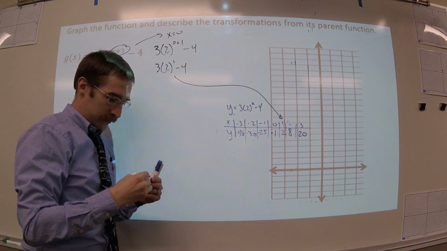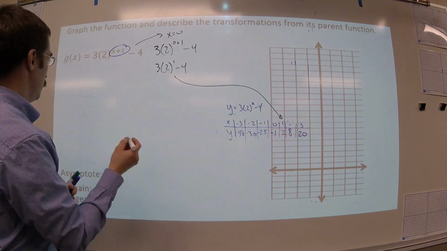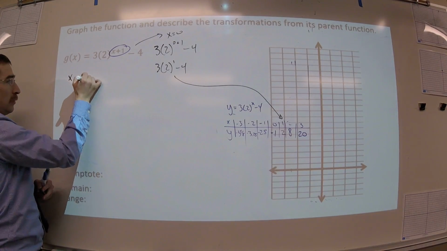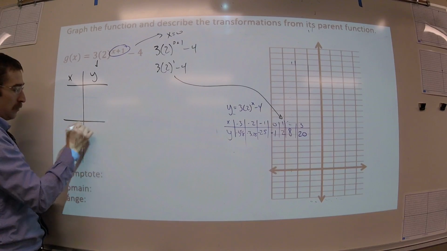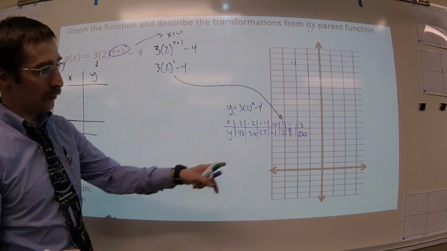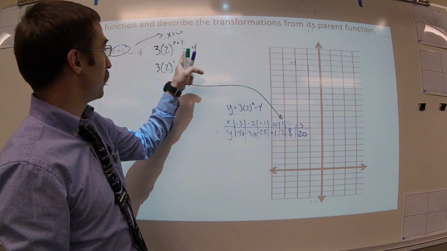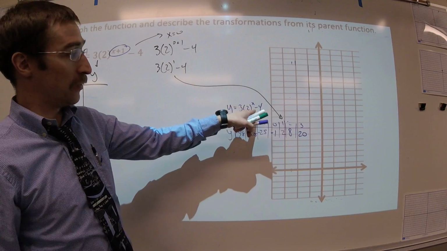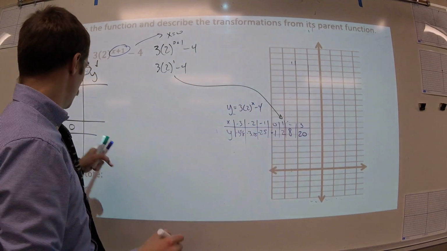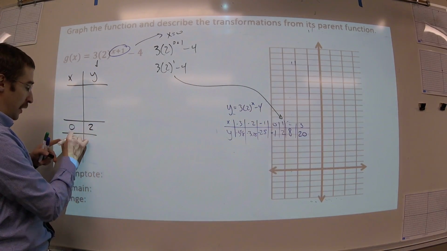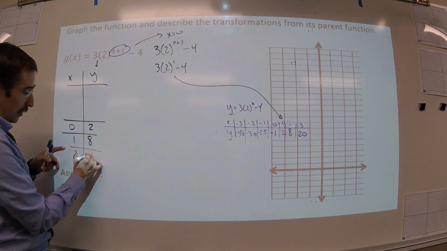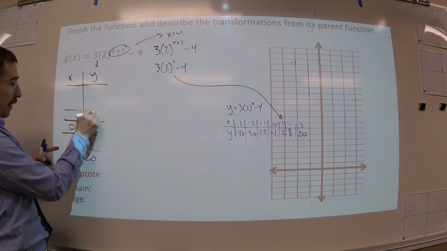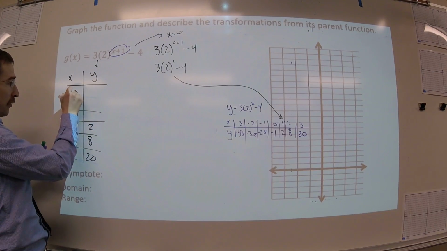So when x is 0, this y value is going to be 2. It's going to be what we got when x was 1 in the original function. So here I'm going to get 2, when x is 1 we're going to get 8, when x is 2 we're going to get 20. And then negative 1, negative 2, negative 3.